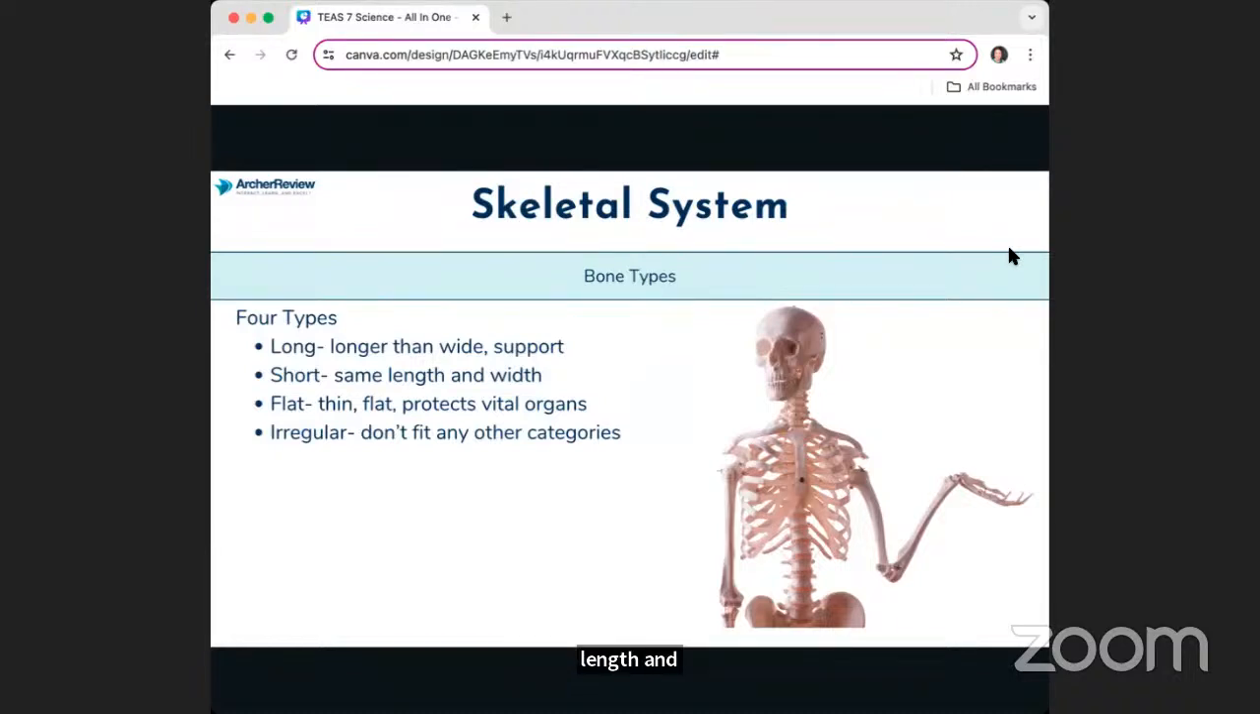Flat bones are thin, flat, and protect vital organs. Think of your sternum, right in the medial line of your chest. If you feel that thin, flat bone there. And then irregular bones. They just don't really fit into any category. Think of your vertebrae, how weirdly shaped those bones are. So we would call those irregular.